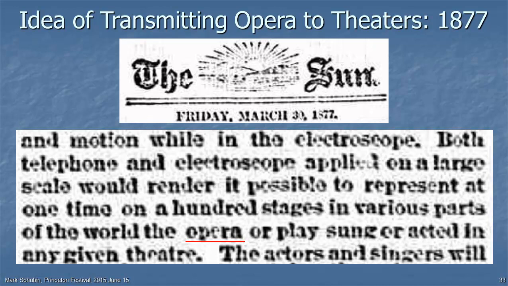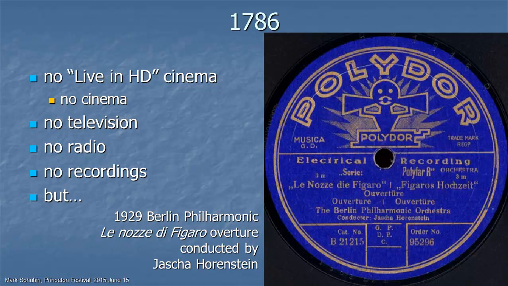But truth be told, in 1786, there was no live in HD cinema. There was no cinema whatsoever. There was no television. There was no radio. There were no recordings. And here I'm showing an early recording, 1929, of the Nozze di Figaro overture, conducted by Jascha Horenstein.